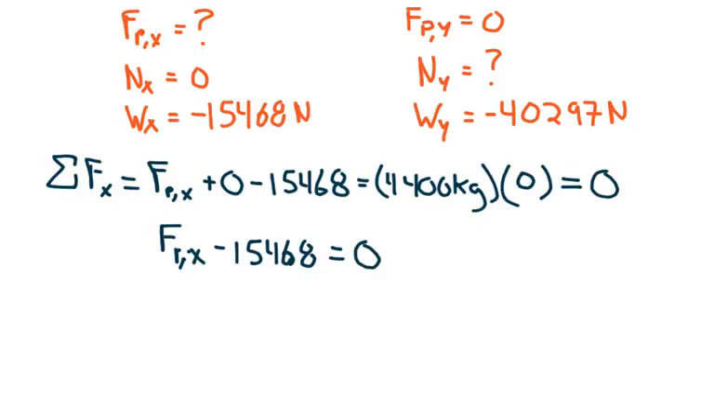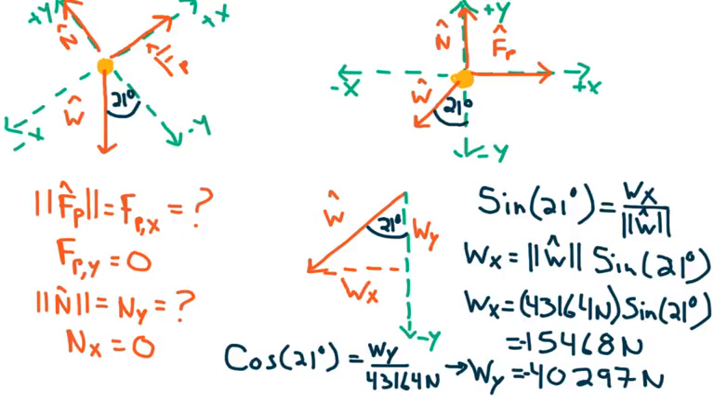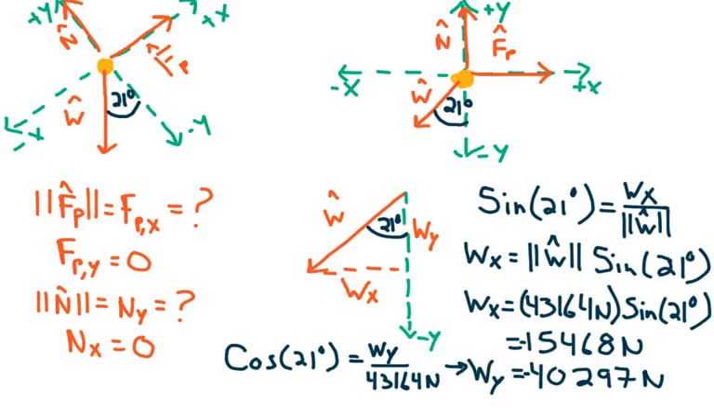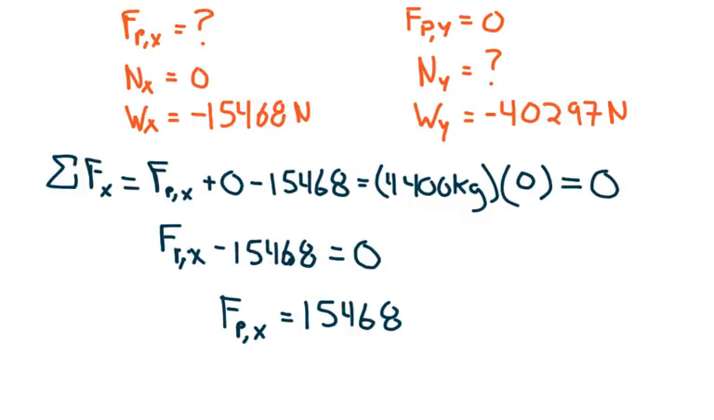Rearranging and solving, we find that the force of the pull from the tractor in the x direction is equal to 15,468. Now, because of the way that we set up our coordinate system, we know that Fpx is also equal to the magnitude of the original vector. So we can conclude that this is going to be equal to the magnitude of the force pull from the tractor on the trailer.